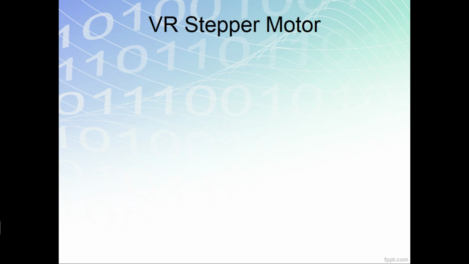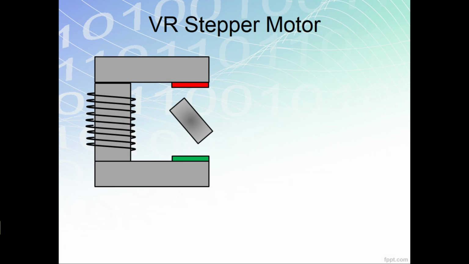So let's go to the variable reluctance stepper motor. The variable reluctance stepper motor operates on a variable magnetic flux due to varying reluctance. The rotor of a variable reluctance stepper motor is a ferromagnetic non-magnetized core. In other words, it is non-magnetic, but it can be energized to be a magnet because it is a ferromagnetic material.